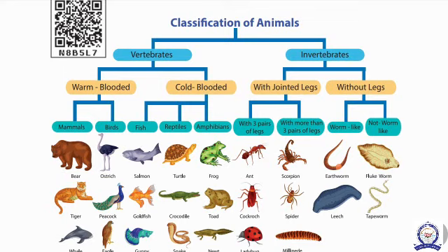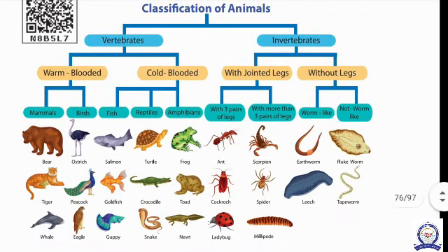For example, mammals, birds, fishes, reptiles, amphibians. These are examples of vertebrates. Then invertebrates means there is no backbone. For example, ant, scorpion, earthworm, spiders. These are examples.